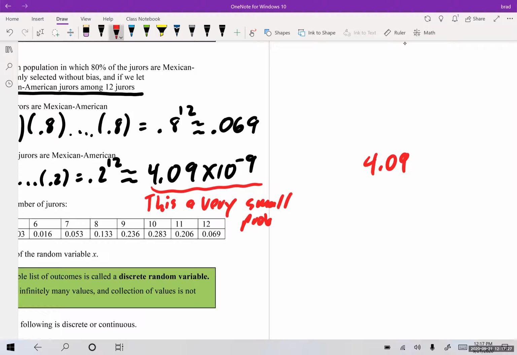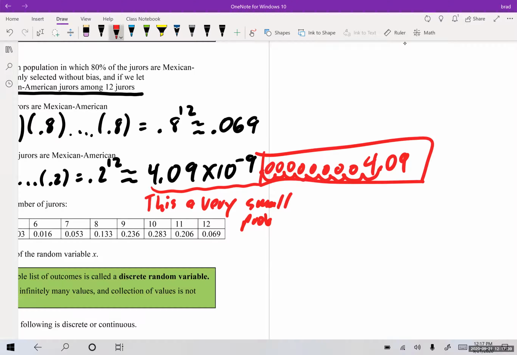4.09 times 10 to the negative 9 is 1, 2, 3, 4, 5, 6, 7, 8, 9. So this number right here represents the probability of that actually happening. So you see how it's almost zero?